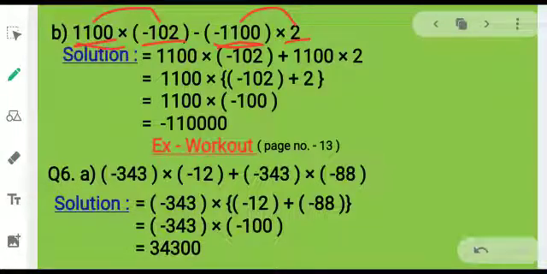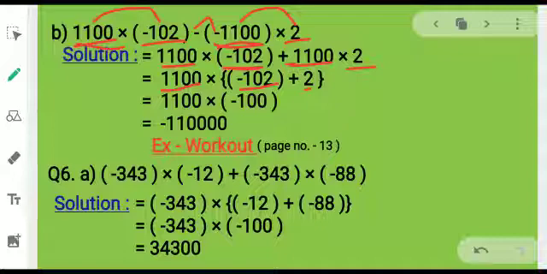Now if we see the solution, 1100 multiplied by minus 102. Now the 2 minus signs are written, and according to rule, if 2 minus are there, then it becomes plus. Now we have 1100 multiply minus 102 plus 1100 multiply by 2. Now we can see in both terms 1100 is positive, so we can take 1100 as a common. In first term minus 102 is left, and in second term plus 2 is left.